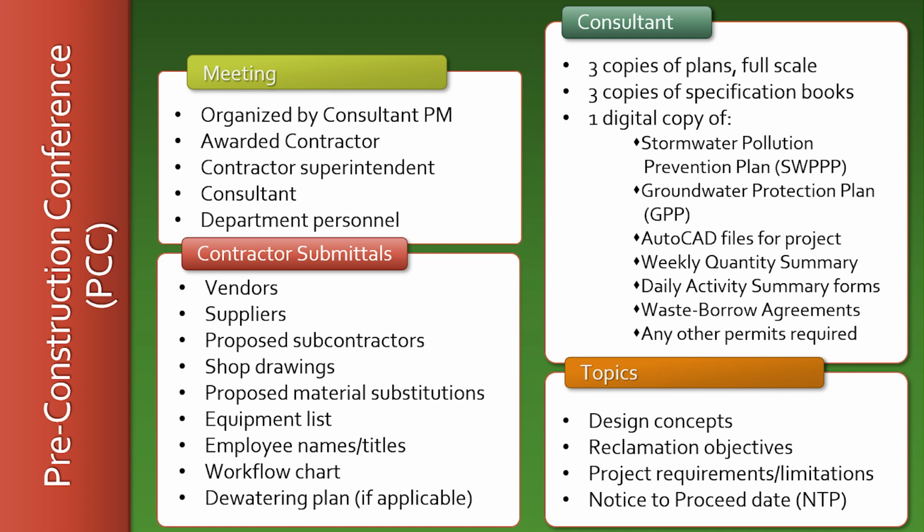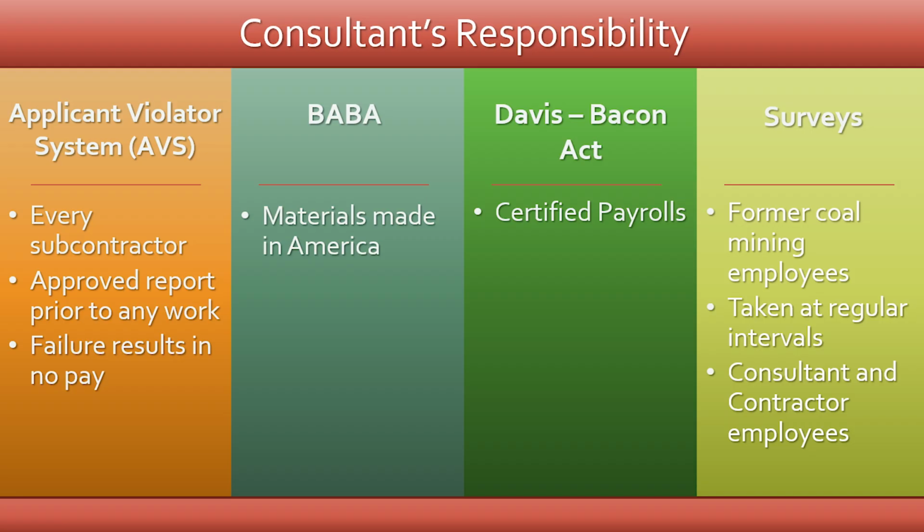This list shall consist of, but not be limited to, vendors, suppliers, proposed subcontractors, shop drawings, proposed substitutions of materials, equipment list, employee list including the names and titles, workflow chart, and dewatering plan if applicable. The consultant and inspector are responsible for ensuring all materials and substitutions provided match the requirements for construction items. The consultant is responsible to ensure all proposed subcontractors are in good standing with the state of West Virginia by completing the Applicant Violator System Report. This report must be approved before any subcontractor completes any work on any project. Skipping this report could result in non-payment for services provided.